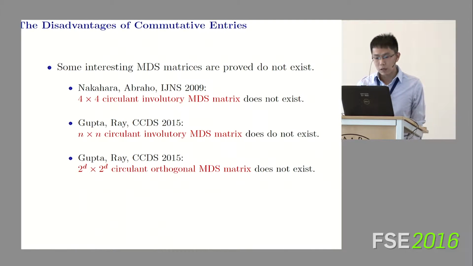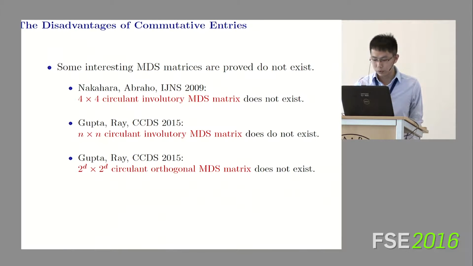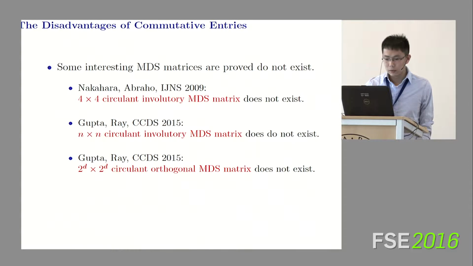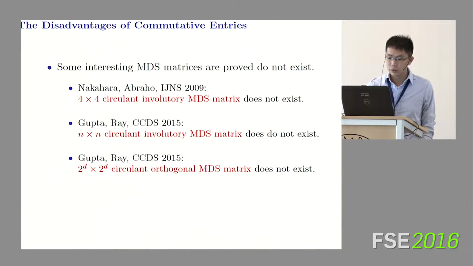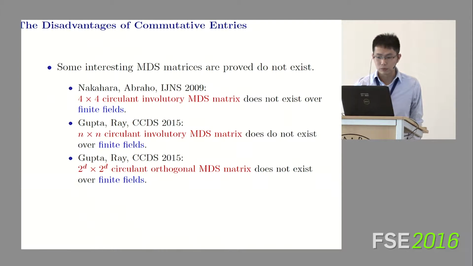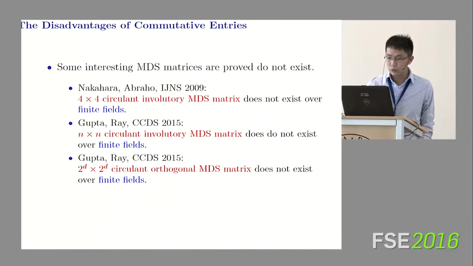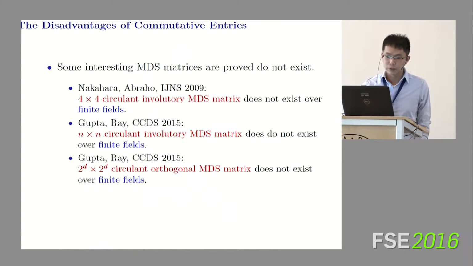However, in 2009, the circulant involutory MDS matrix of order 4 was proven not to exist. And last year, this result was generalized to show that circulant involutory MDS matrices of any order do not exist. In the same paper, they also proved that circulant orthogonal MDS matrices of order 2^d do not exist. But it should be remembered that these matrices do not exist over finite fields.